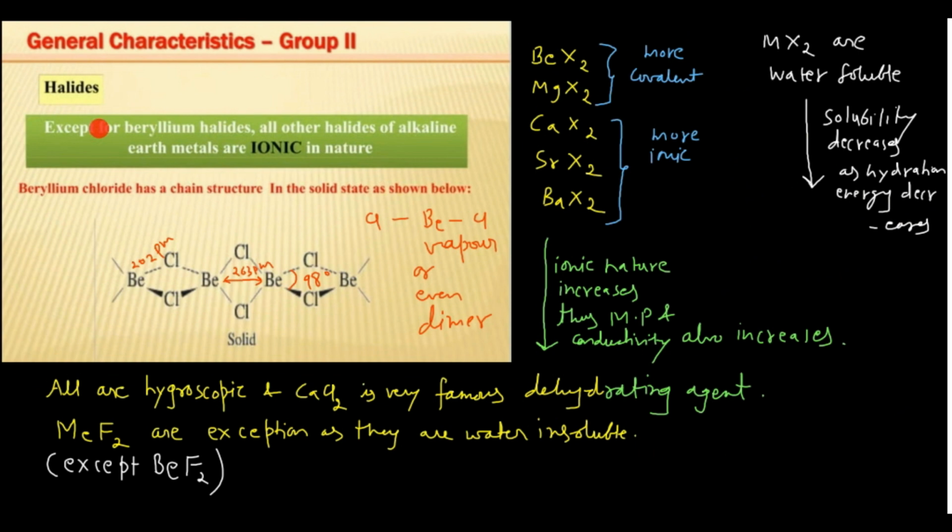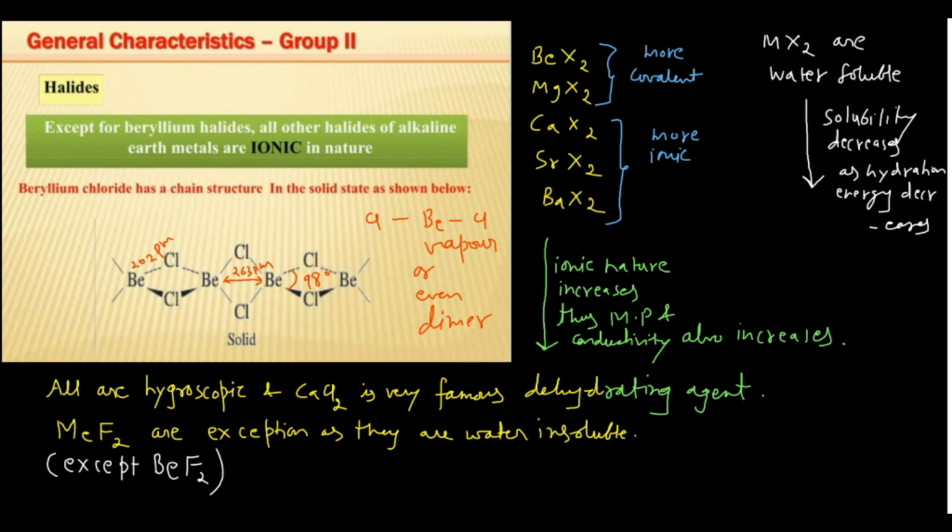So in that case, you can see what is written here. Except for the beryllium halides, all other halides of the alkaline earth metals are ionic in nature. I have written here, beryllium is more covalent in nature, and similarly magnesium also has significant covalent character, while calcium, strontium and barium halides are more ionic in nature.